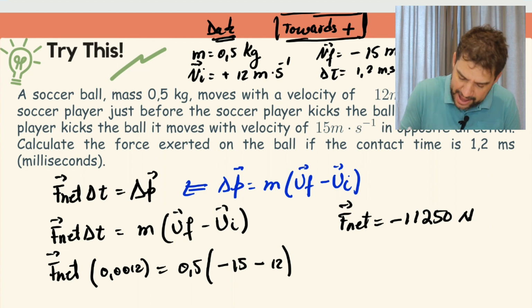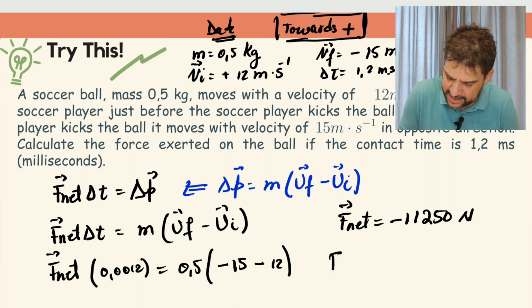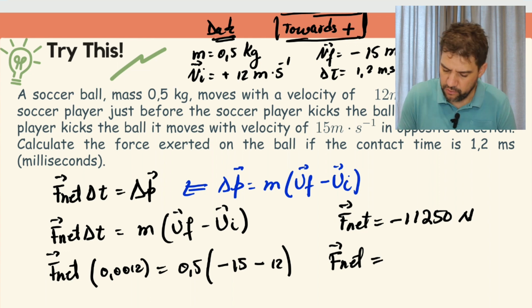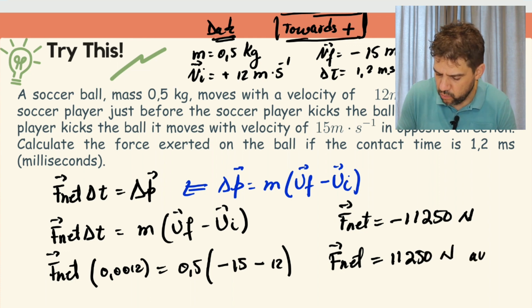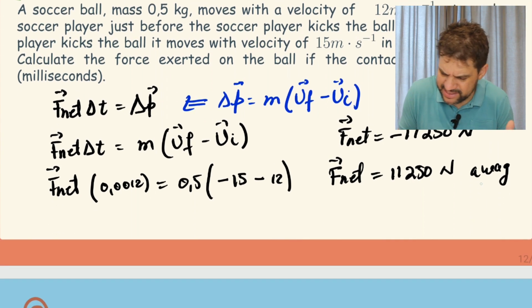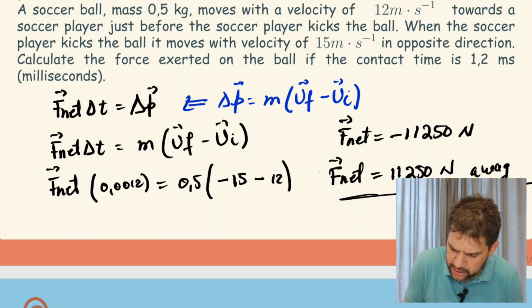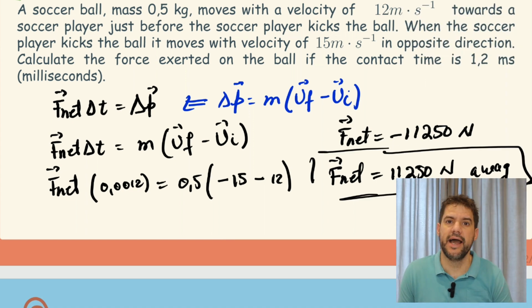However, I highly recommend you take the negative and write the direction in words. For instance, it will be 11,250 Newton, and I'm going to write away, just away. Or you can write in the opposite direction. And this is how we apply Newton's second law in terms of momentum to a simple question. It is going to be like this in the exam.